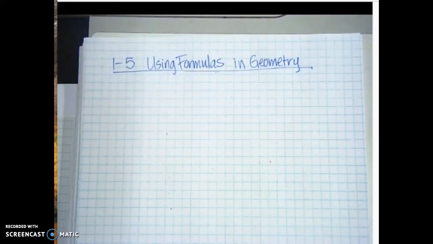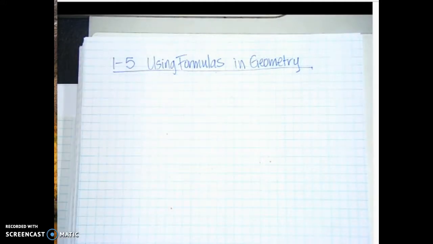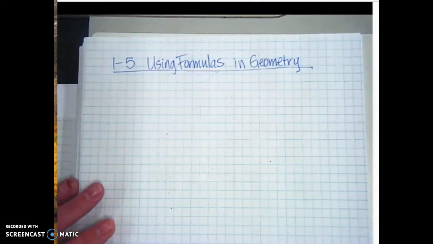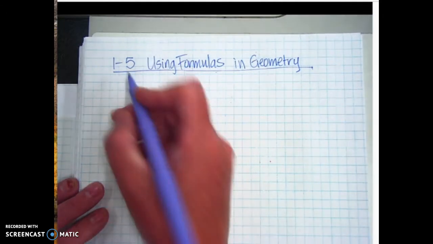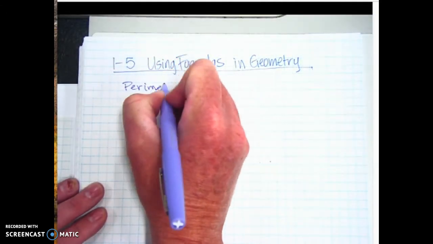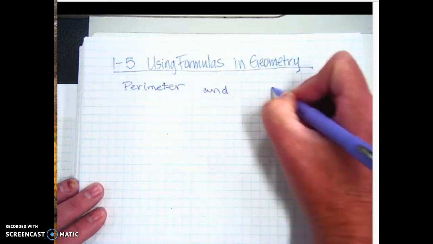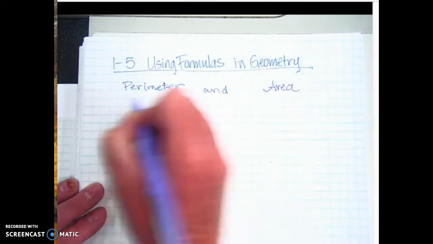Section 1-5 today. So chapter 1, the 5th section, we're going to be talking about using some formulas in geometry. Hopefully these two are super familiar to you. The first one we're going to talk about is perimeter. And the second one we're going to talk about is area.